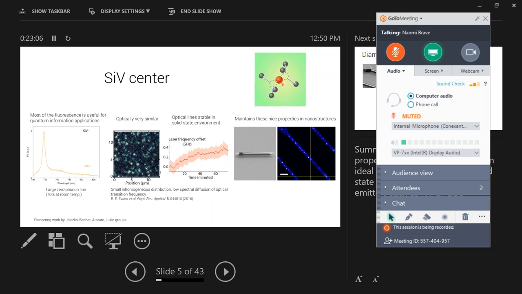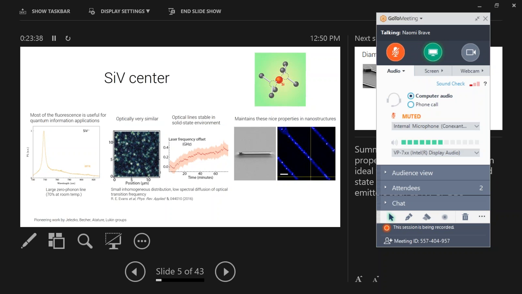The second thing is that if you have a sample that has lots of silicon vacancies and you pick any two, those two silicon vacancies are optically pretty identical, as in the transition frequencies are quite similar. Say if I have 10 silicon vacancies, it's quite likely that two of them are going to have the same optical line. Whereas for a nitrogen vacancy, I need about 100 to find two that are identical. Or for quantum dots, it's more like 1,000 or none.